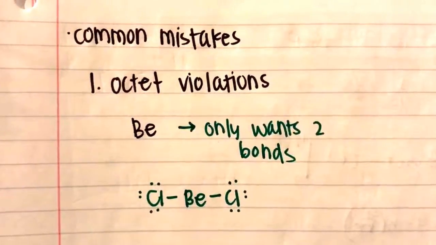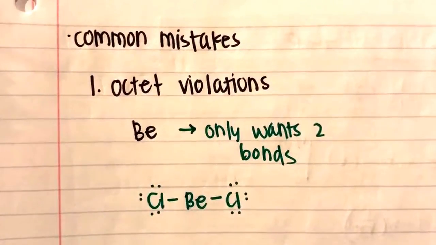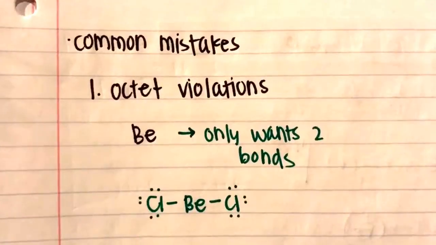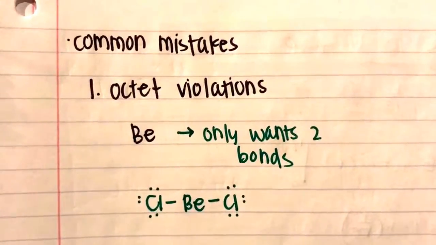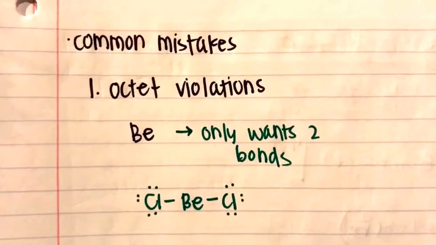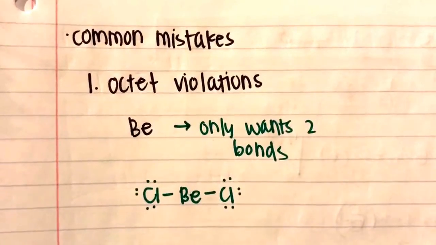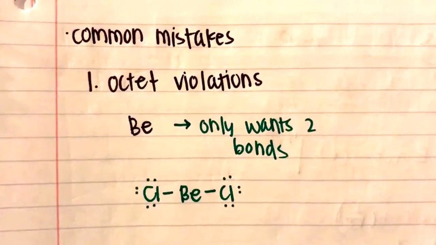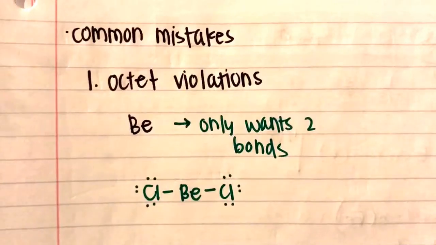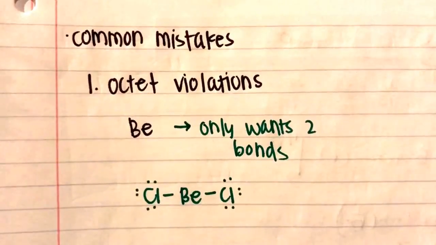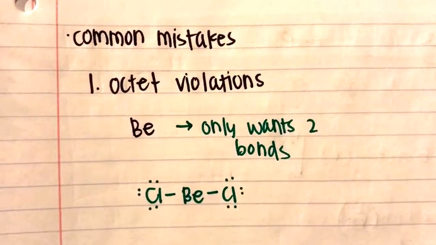A common mistake made is that BeCl2 violates the octet rule, and that's okay. Be only wants 2 bonds, and it will only have 2 bonds in this Lewis structure. You do not make a double bond between the Be and Cl. You will leave it how it is because Be is an octet violator.